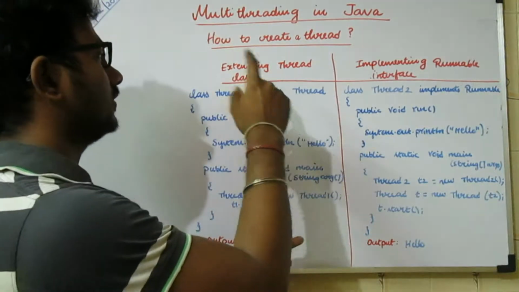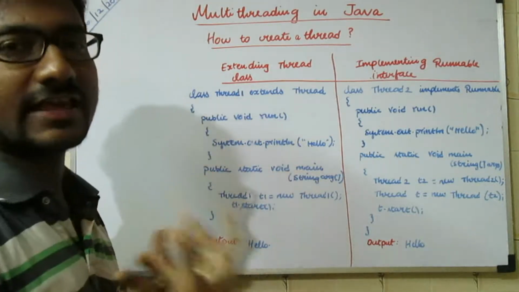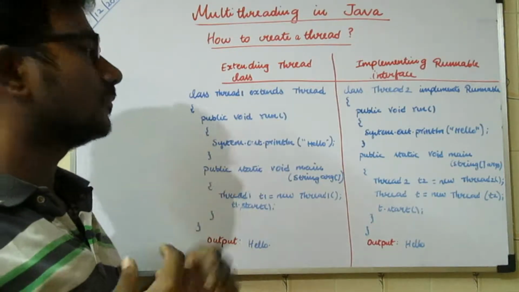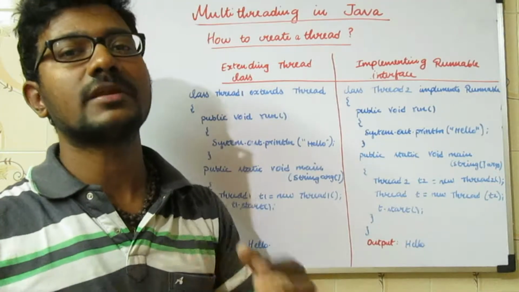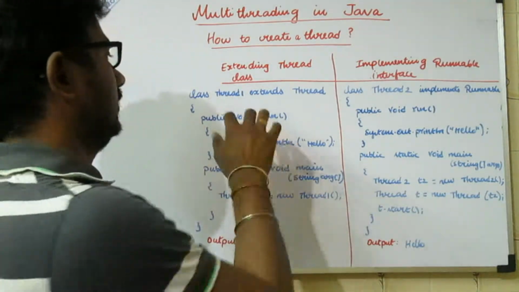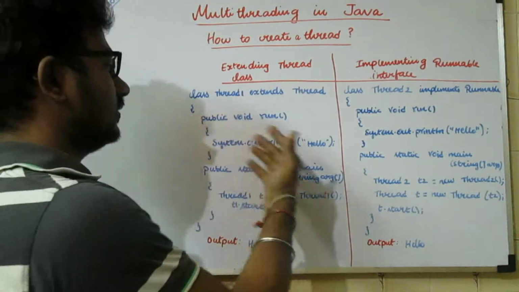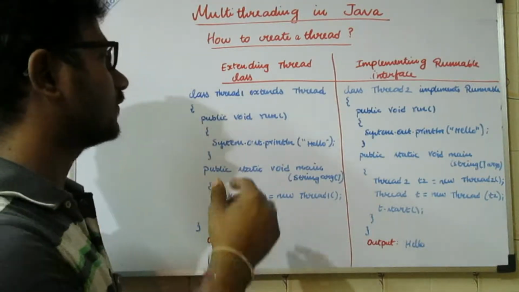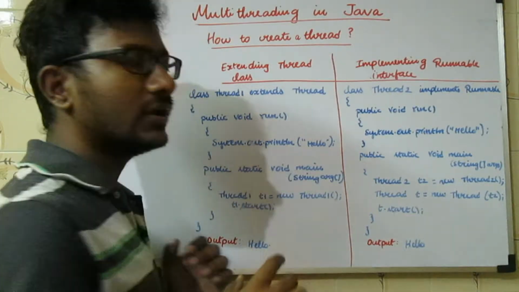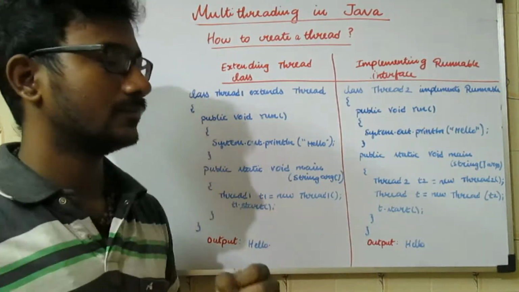First, we will see extending the Thread class. Here, Thread1 is some class name that extends the Thread class. Since it extends the Thread class, which internally implements the Runnable interface, this class should override the run method. So I override it using some dummy message, hello. Then inside the void main, I just created the object for this class, Thread1 t1. Now this t1 is a thread object. You can directly call t1.start.